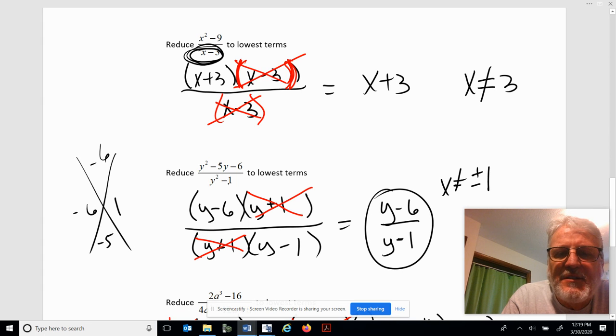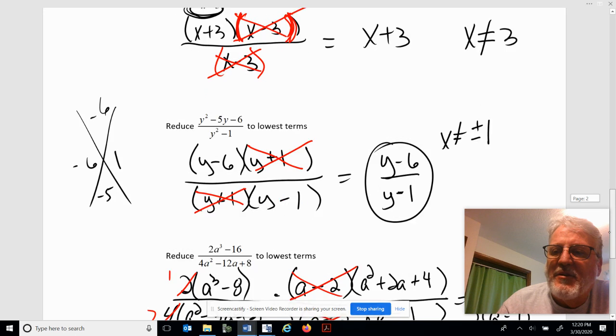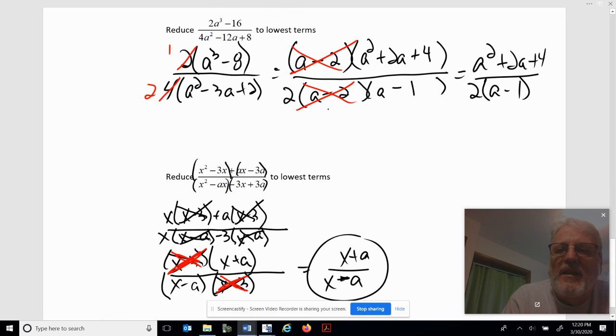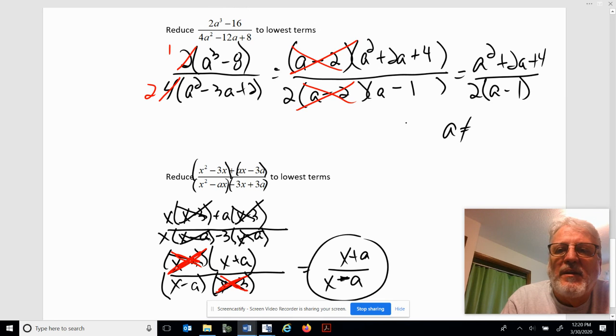Negative 1 squared is 1. 1 minus 1 is 0. It cannot be positive 1 either, because 1 squared is 1. 1 minus 1 is 0. So 1 and negative 1 both cause the denominator to be 0. Just like up here, 3 caused the denominator to be 0. So you have to eliminate them from your answers. So right here, a can't be 2, and a can't be 1.